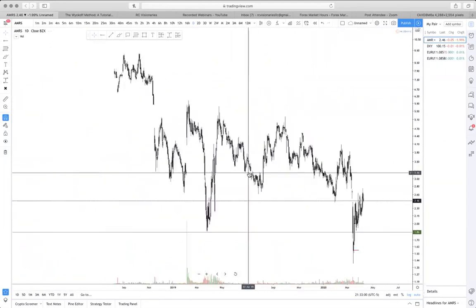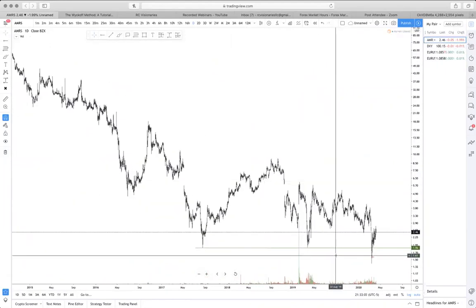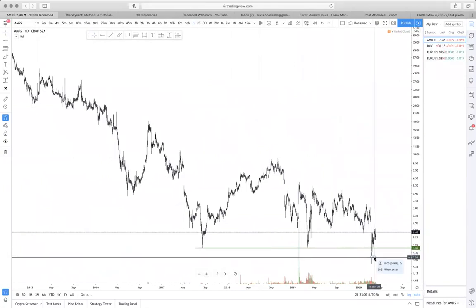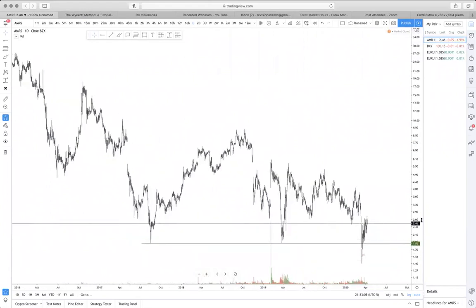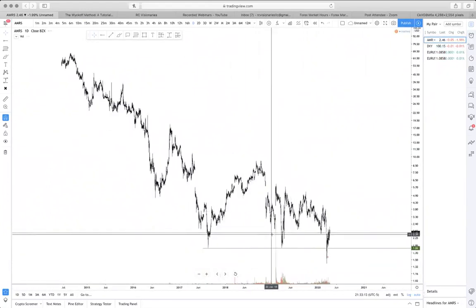Yeah, so this is interesting. This is a stock I bought at $1.56 there. And it's up like 60%. But I'm looking at the potential here.